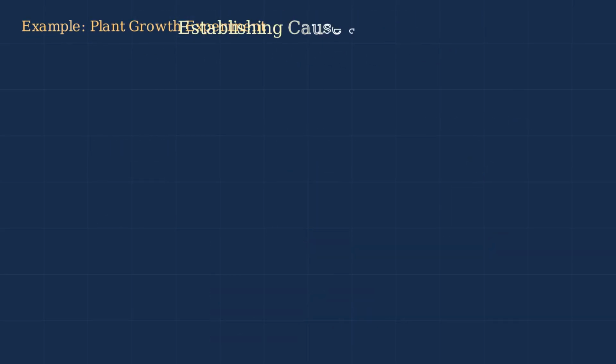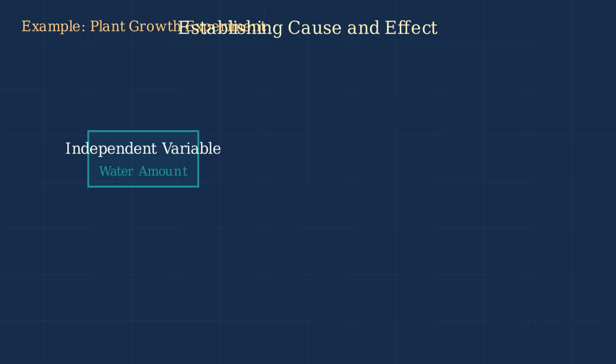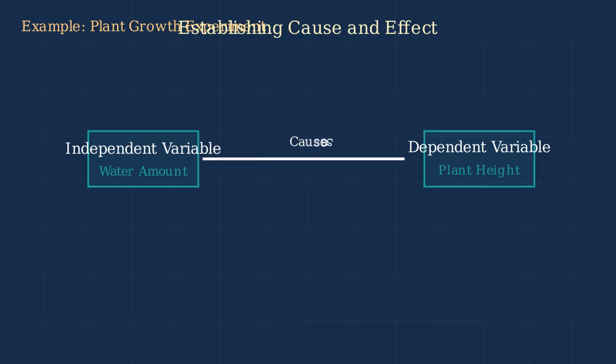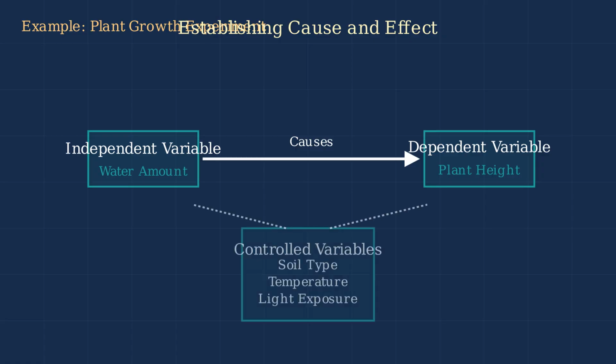Let's look at how these variables work together to establish cause and effect. The independent variable is what we hypothesize causes an effect. The dependent variable is what we measure to see if the effect actually occurred. By changing only the independent variable and measuring the dependent variable, we can establish causation. This is only possible because we control all other variables that might influence the results.